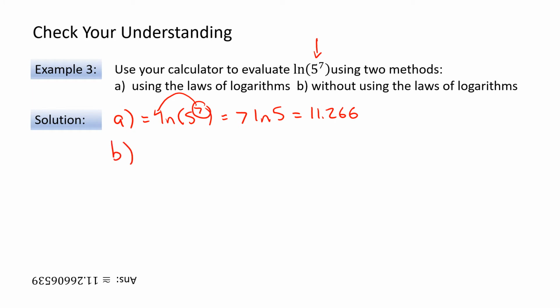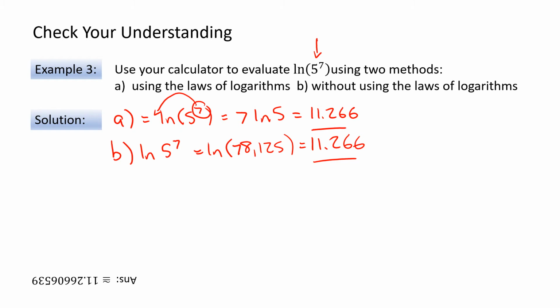In part B, we could just evaluate the exponent inside and take the ln of that whole number. So we get the ln of 5 to the exponent 7, and if we do that, it's the ln of 78,125. So that's taking 5 to the exponent 7. If we do that, we get 11.266. Okay, the same number.